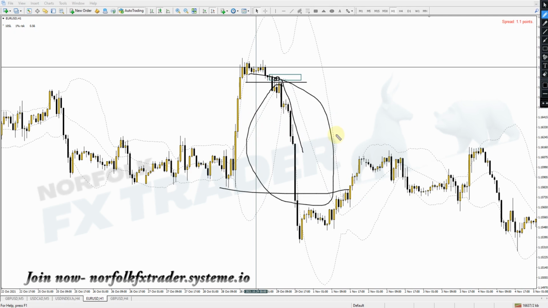That's why using a change of character confirmation entry on a lower time frame, combining these two time frames on a daily and a 1 hour, will help you to find these types of trades. Now, of course, if you don't have the time to go down to a lower time frame, and you'd rather just trade that set and forget strategy, it's still highly profitable.